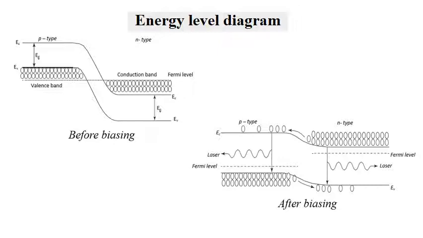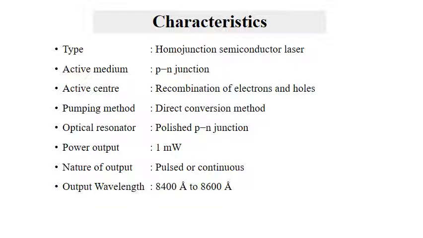This is the energy level diagram. The first one shows before biasing, where the Fermi level on p region is in the valence band and the Fermi level on the n region is in the conduction band. Now, when the biasing is applied, the band is bent and the charge carriers cross over the junction and recombination takes place, producing laser light.